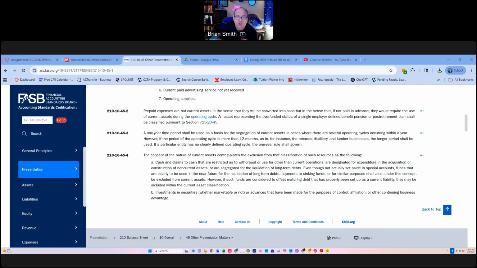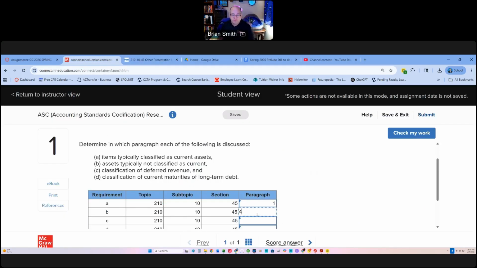All right, the concept of nature of current assets contemplates the exclusion from that classification of such resources as following. Look at this. This is telling us what are excluded from that. And so we have paragraph 4. So let's go back here. We're going to put in paragraph 4.